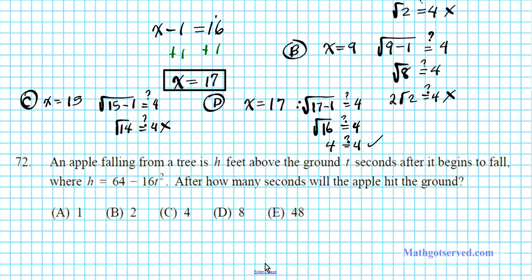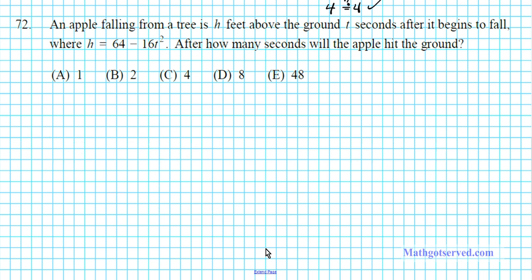It says an apple falling from a tree is h feet above the ground t seconds after it begins to fall, where h is equal to 64 minus 16t squared. After how many seconds will the apple hit the ground? So when does the apple hit the ground?